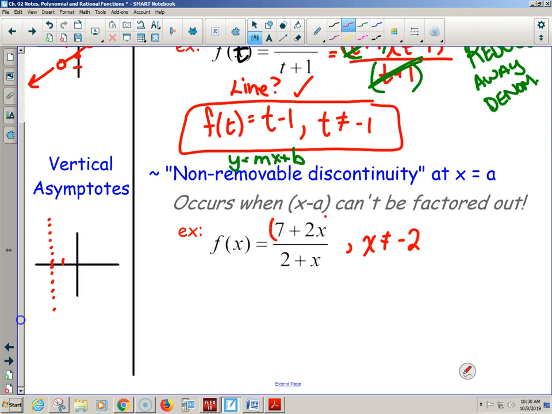But this numerator, this denominator, do they match? No. Can I factor him? No, it's not even a square. I'm stuck. They're linear pairs is what we call them. So since I'm stuck, guess what? The discontinuity cannot be removed. Can't be factored out or away. If it can't be factored out or away, I'm stuck with them, and if I'm stuck with them, that discontinuity is a vertical asymptote. Now, what does the graph look like?